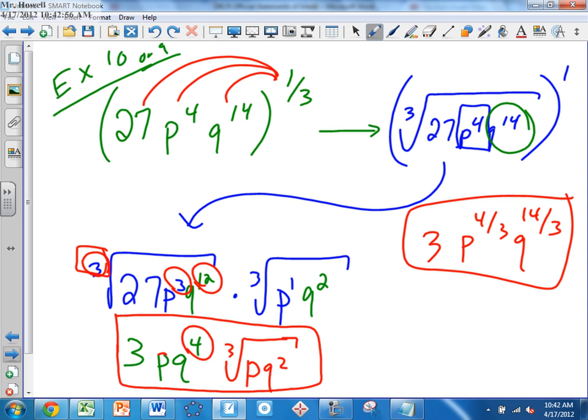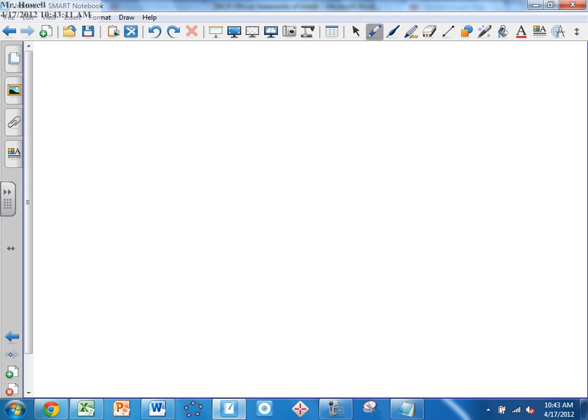So you could always go to here and then convert back. But I would never convert to radical and then convert back to rational. It's a waste of time. Go right from here to here if it's rational. Don't convert and then reconvert. It doesn't make any sense. You're doing extra work. All right, let's take a look at another example.